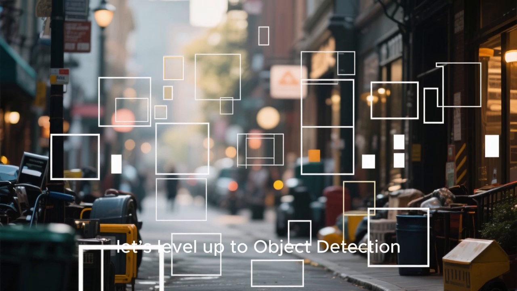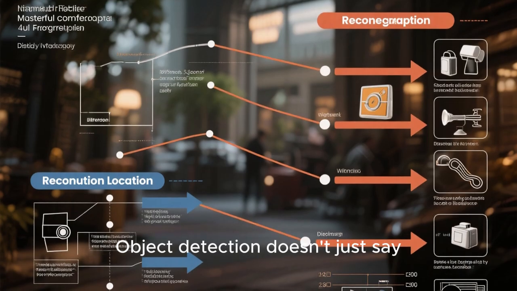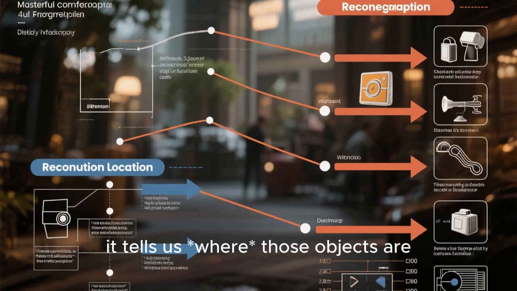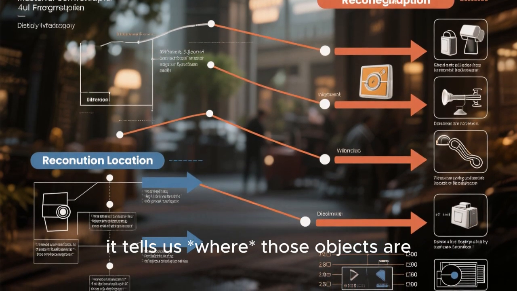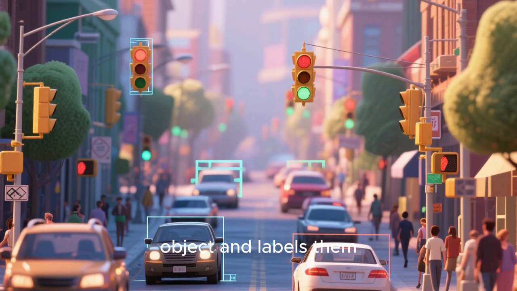Now, let's level up to object detection. This is where it gets really interesting. Object detection doesn't just say what is in the image, it tells us where those objects are. It draws bounding boxes around every relevant object and labels them.